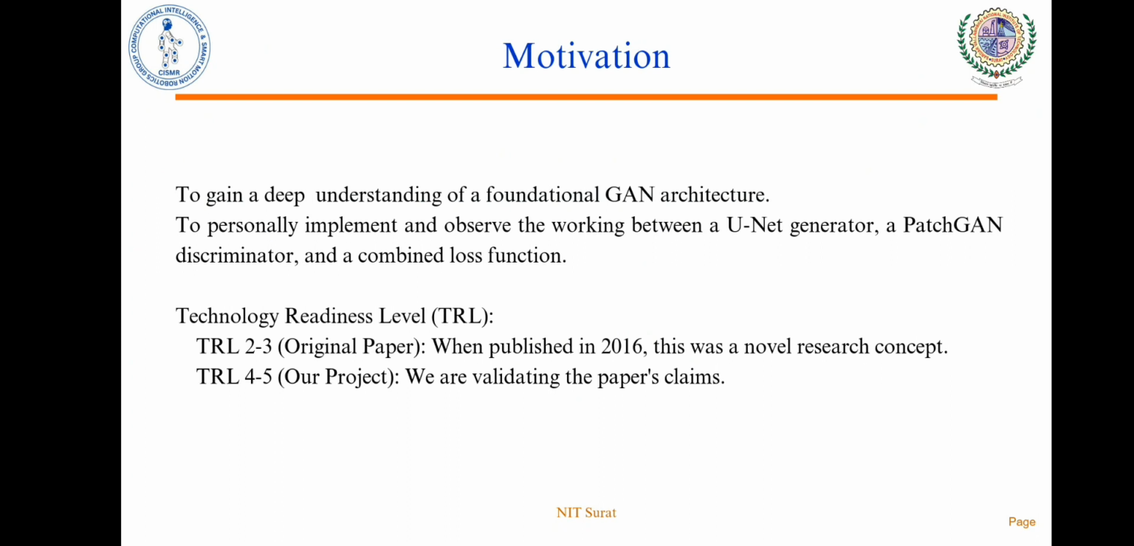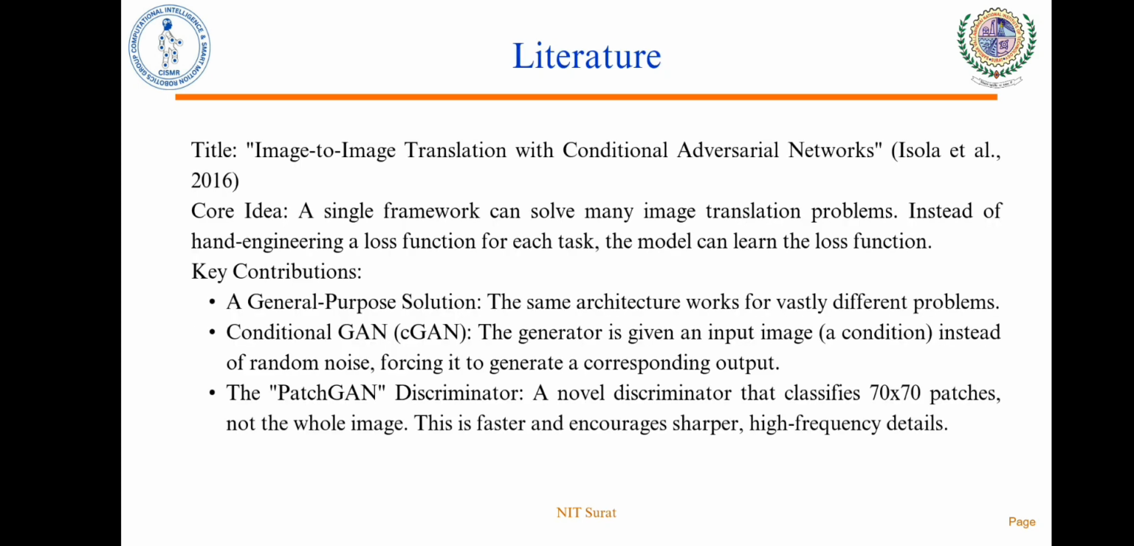Next slide, motivation. Our aim is to understand GAN properly, especially how a U-Net generator and a PatchGAN discriminator work together. Originally, Pix2Pix in 2016 was research level work at TRL 2 to 3. Our project reproduces, validates and studies the original architecture. So our TRL is around 4 to 5. TRL means technology readiness levels.